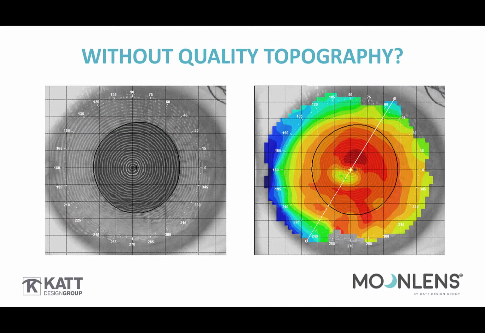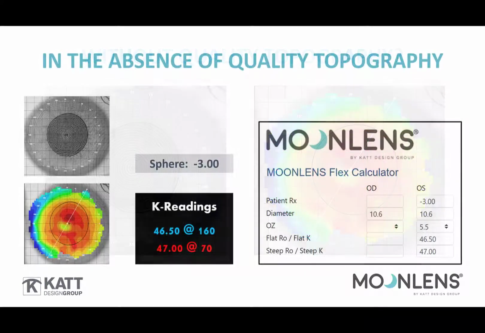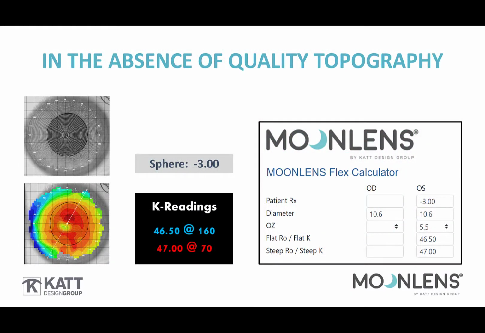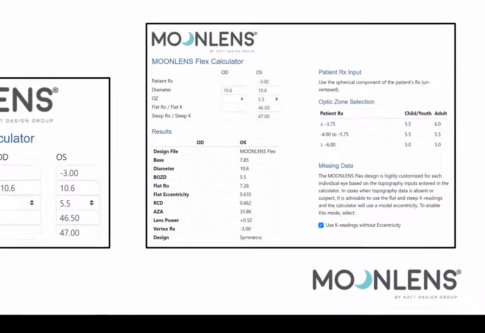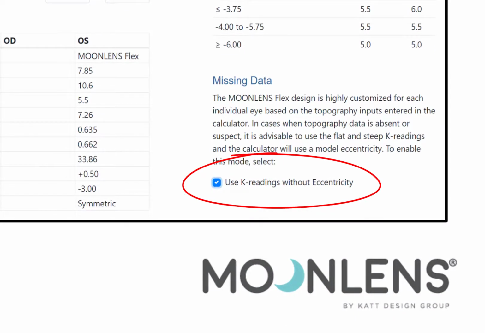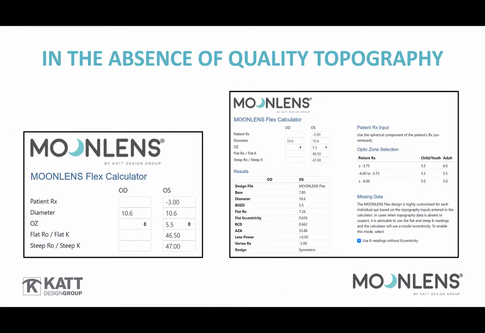At times, quality topography capture can be difficult to achieve with specific patients. In the absence of maps you trust, K-readings can be used. However, where possible, employ topography data, as K-readings cannot provide the same level of parameter customization. In cases where it's necessary to use keratometry values, enter the flat and steep K and click on Use K-readings without eccentricity. From the patient's corneal curvature, the software will estimate the eccentricity based on large-scale shape data studies.